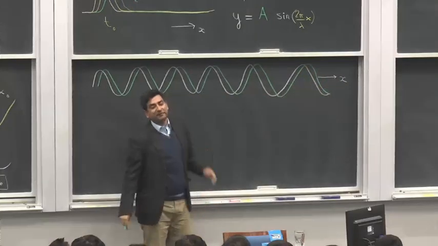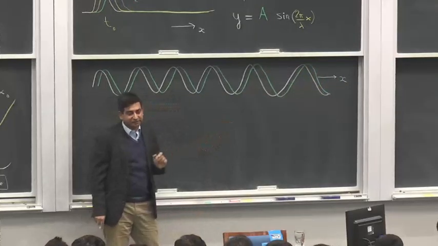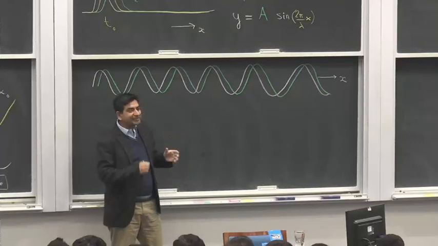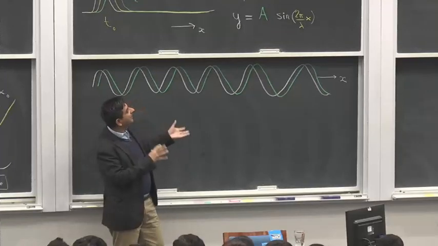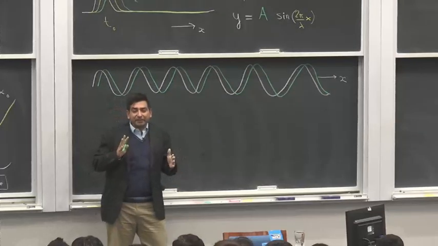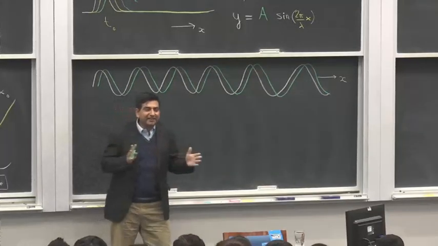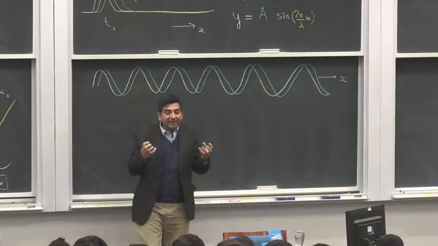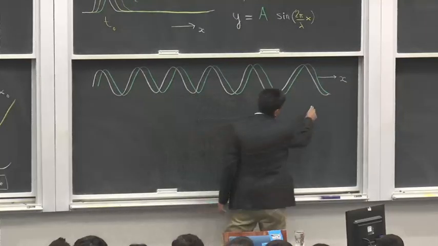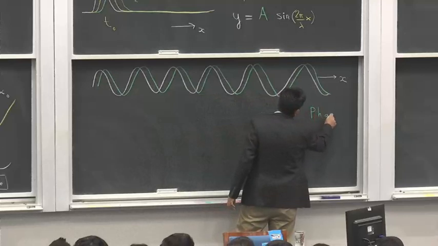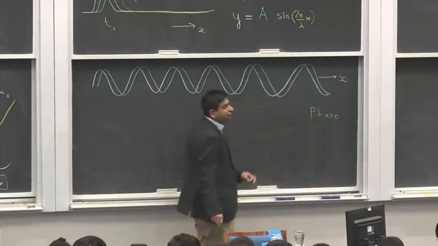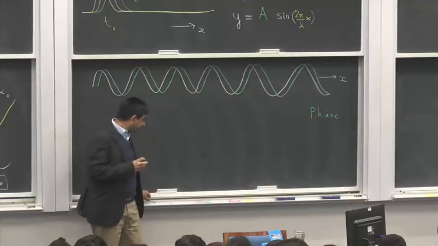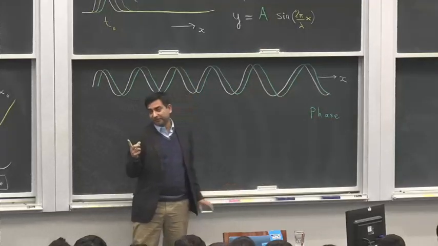Now the green wave has the same amplitude as the first wave and it has the same wavelength. So there has to be something in the mathematical formula that represents this relative displacement between the waves. Okay? That thing is called phase. So there has to be something in that formula that encapsulates phase.